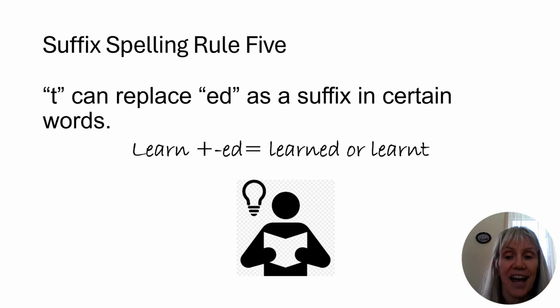And now we're at our last suffix spelling rule, suffix spelling rule 5. T can often replace ed as a suffix in certain words, and T and ed refer to past tense of a verb, okay, an action word.